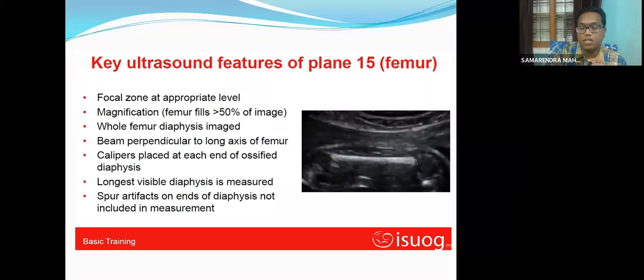So what are the key ultrasound features at plane 15? Plane 15 is the plane for the measurement of the femur diaphysis. So the first important thing is to get a proper image of the femur diaphysis. As you are all aware of the imaging part from the beginning, the focal zone should be at the appropriate level to get the correct image of the femur. The femur should fill more than 50% of the image. The whole femur diaphysis should be imaged.